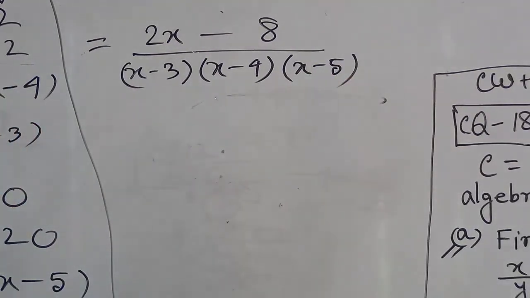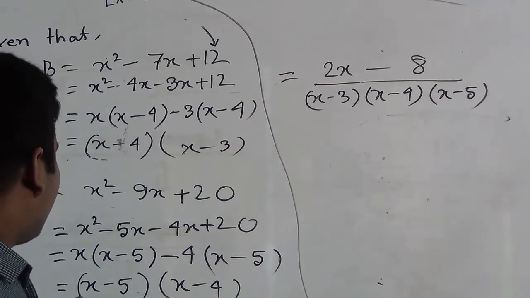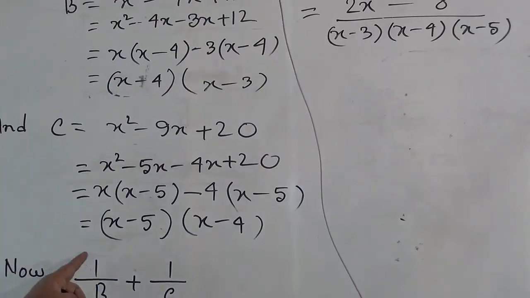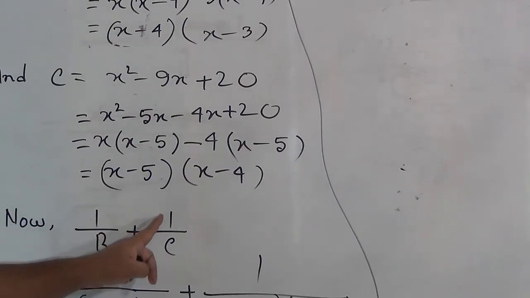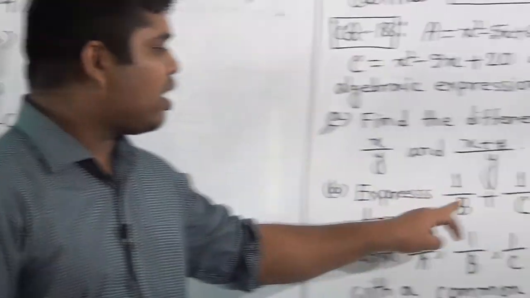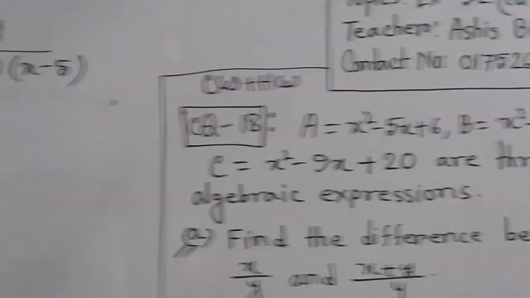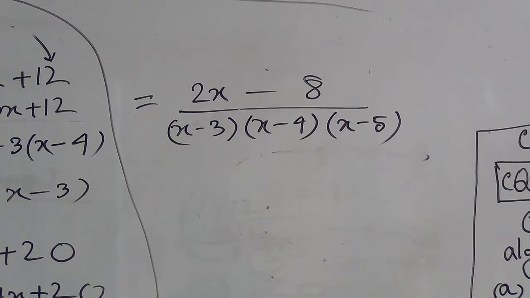My dear students, notice this is the required summation of 1 by b plus 1 by c. But the question asks you to express 1 by b plus 1 by c into the lowest form. That means we convert this expression fraction into lowest form.